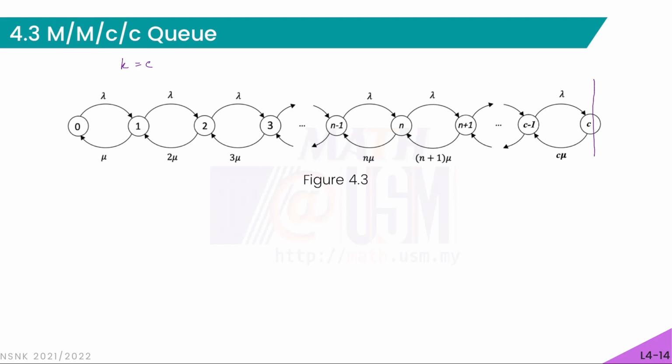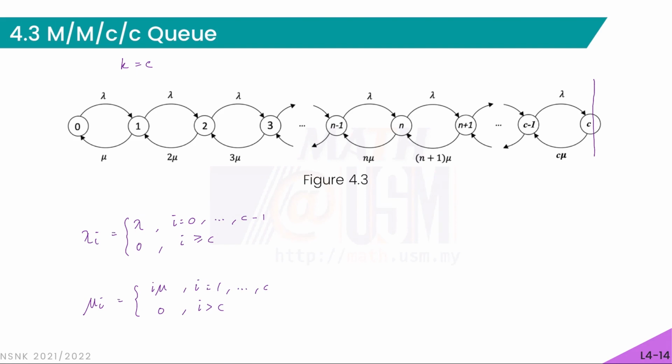Okay, so from there we will get for M/M/C/C our arrival rate lambda_i equals to lambda for i equals to 0 up until C minus 1, and 0 when your i is greater than or equal to C. For your service rate, we will have mu_i equals to i mu when your i equals to 1 up until C, and 0 when your i is greater than C.